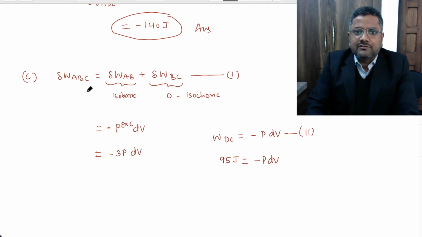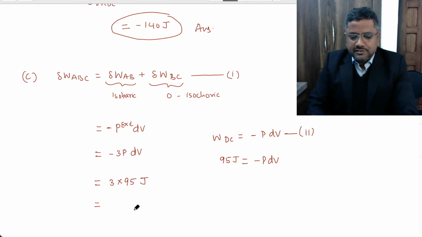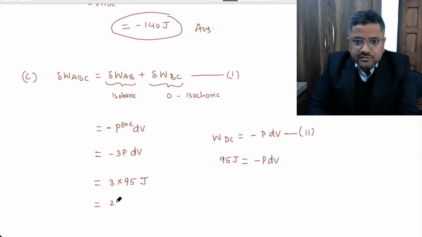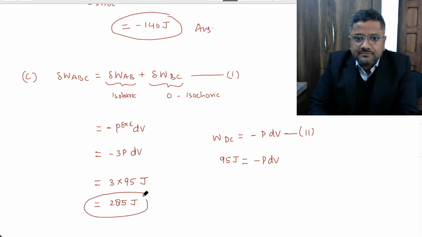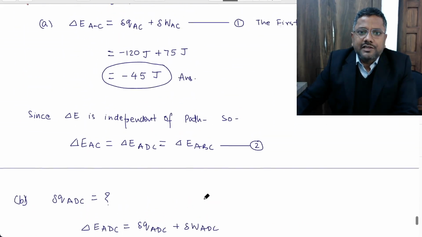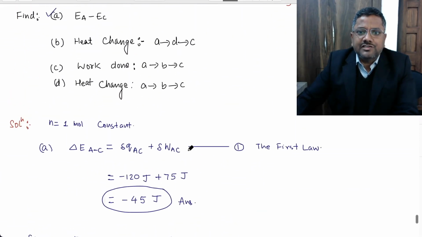So put here this minus PdV 95 joules. So you will get what? Delta WABC. So this is equal to 3 into 95 joules. So this is equal to how much? 285 joules, and this is the answer.